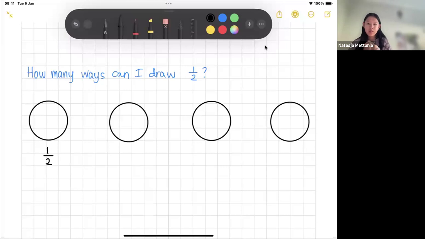I've got 4 circles. The first circle here, half, I'm going to show you how to do that. If I have a circle and I want to cut it in half, let's say I have a pizza and I want to cut it in half. So I'll cut it in half. Let's say I'm really hungry and I want to eat half of that pizza. So I would shade one half of that pizza. That's how I represent half.